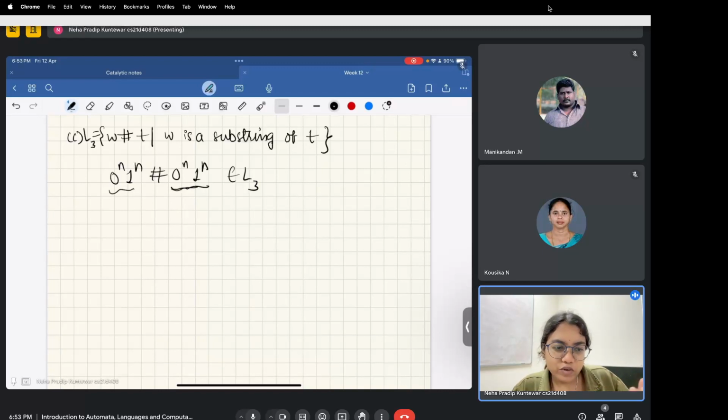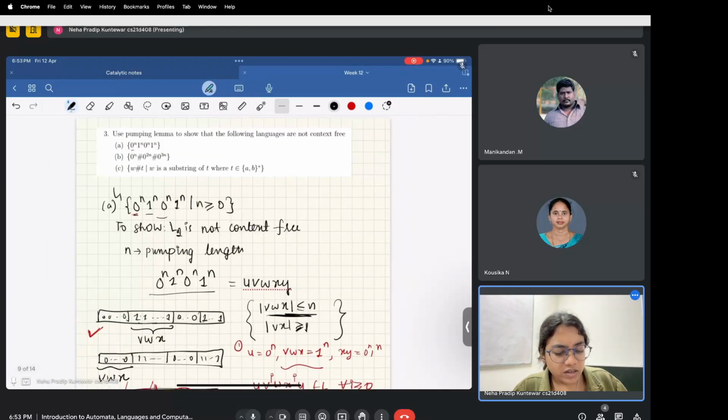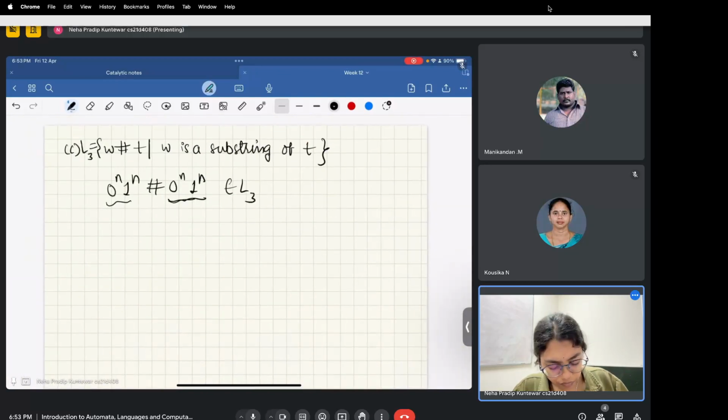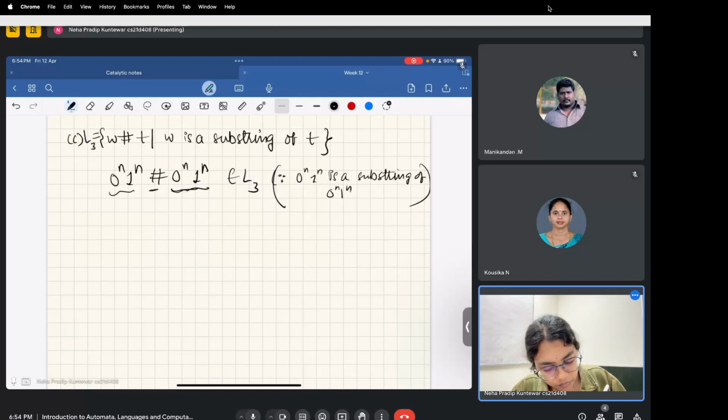Now we have an example that is kind of similar to what we saw in the first example. There we had 0^n 1^n followed by 0^n 1^n. It's a similar example, but we have a separator sharp here, which is only going to help us. So this is in the language because 0^n 1^n is a substring of 0^n 1^n. And what we are now going to do is show that no matter how you break this into u v w x y, you are only going to get a string in the language, and we'll show a contradiction for this.